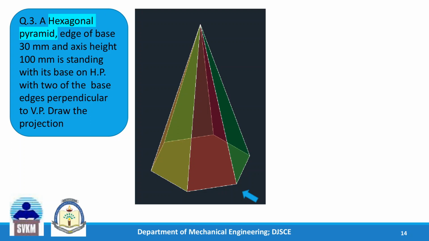Now we have to draw the top view. In the top view, what we will see? We will see this hexagon along with the slant edges at the center, and in the front view we are seeing it from this side. What we will see? Two triangles, okay, in the front view. So let us draw this on AutoCAD.